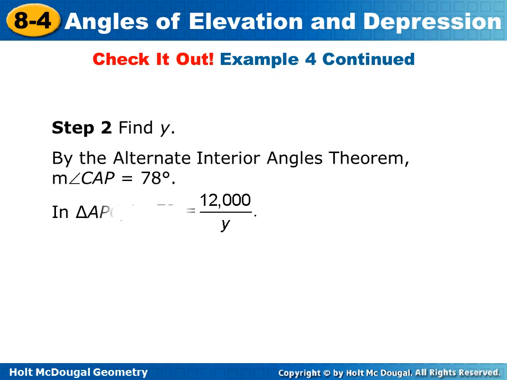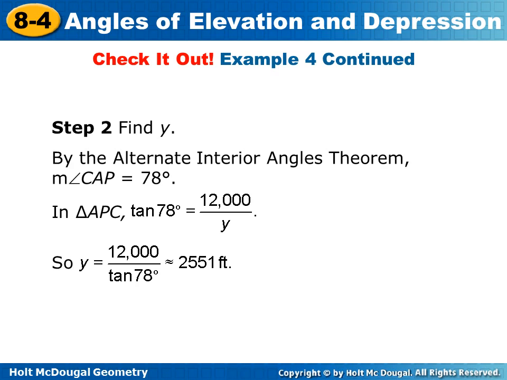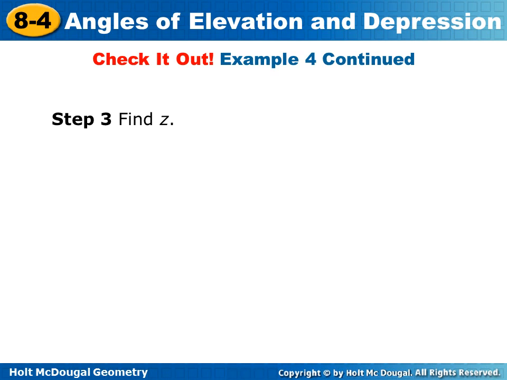By the alternate interior angle theorem, the measure of angle CAP is 78. In triangle APC, tangent of 78 equals 12,000 over y. Again, we're using tangent because we have an adjacent and an opposite side labeled. So y equals 12,000 over tangent of 78, which is equal to approximately 2,551 feet.